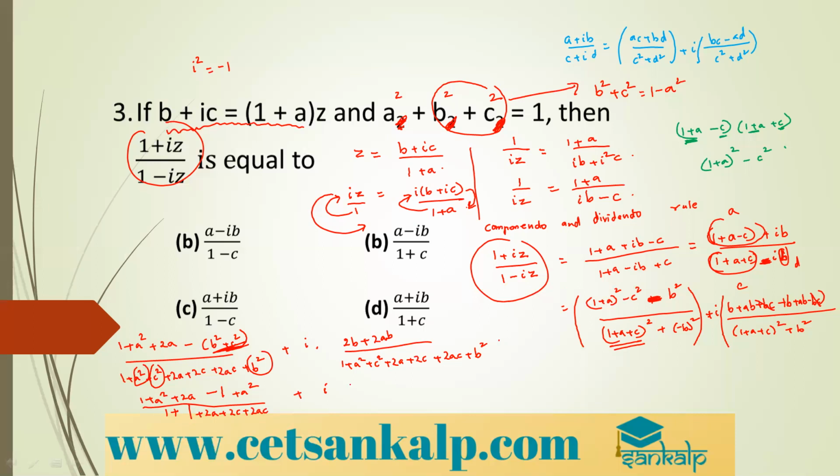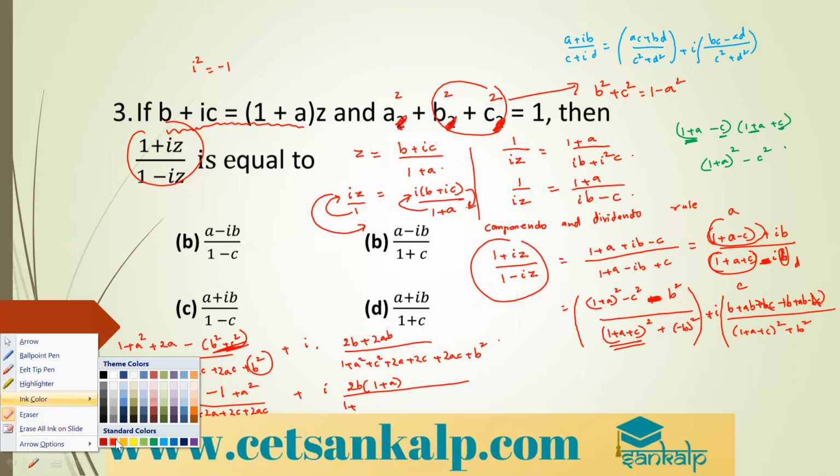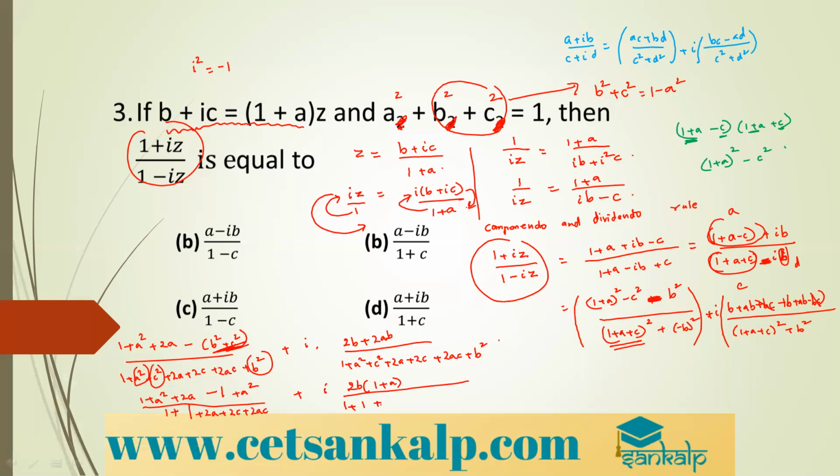Here I will take common 2, and I can take B also common, so that I will have 1 plus A. Denominator will be same, 1 plus A square plus B square plus C square. I have changed it slightly. So whatever I got in the denominator, the same thing I will write: 1 plus 1 plus 2A plus 2C plus 2AC. Same, this denominator only I will copy.